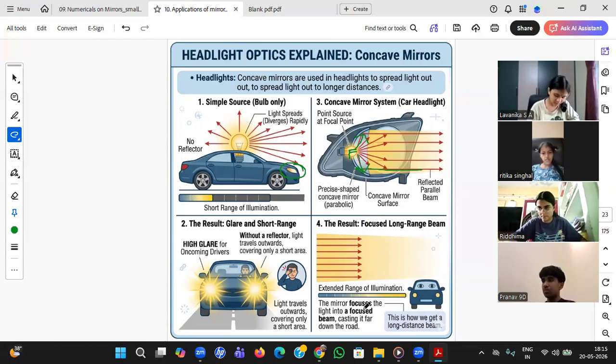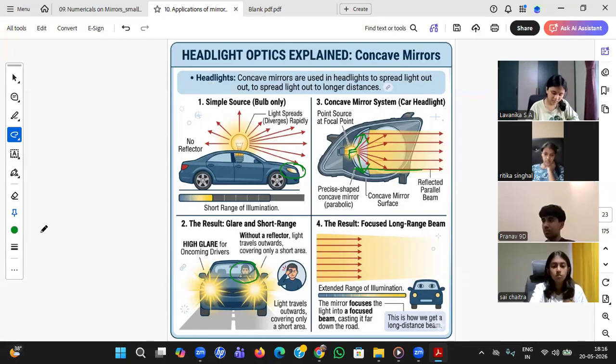By that mechanism, the range of the light can be increased a lot. So searchlight, flashlight, headlight, they are all using concave reflectors. Pranav, did you understand this? Yes, sir. Okay, concave reflectors.